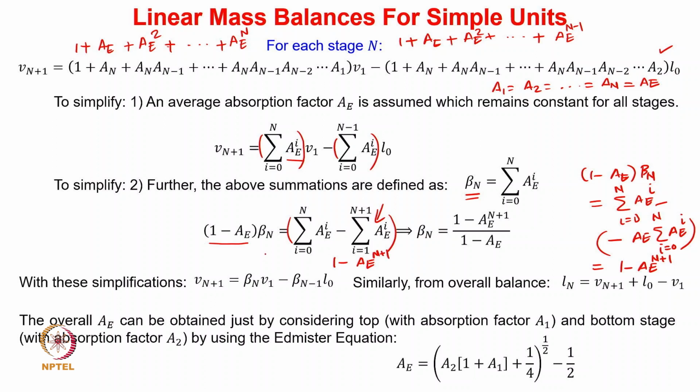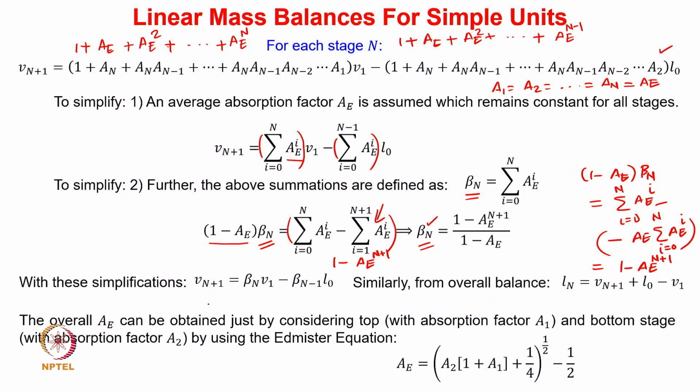From this I can now rearrange and find out beta n. So beta n comes out to be 1 minus AE raised to the power n plus 1 divided by 1 minus AE. So if I know the absorption factor and the number of stages present, then I can calculate beta n.